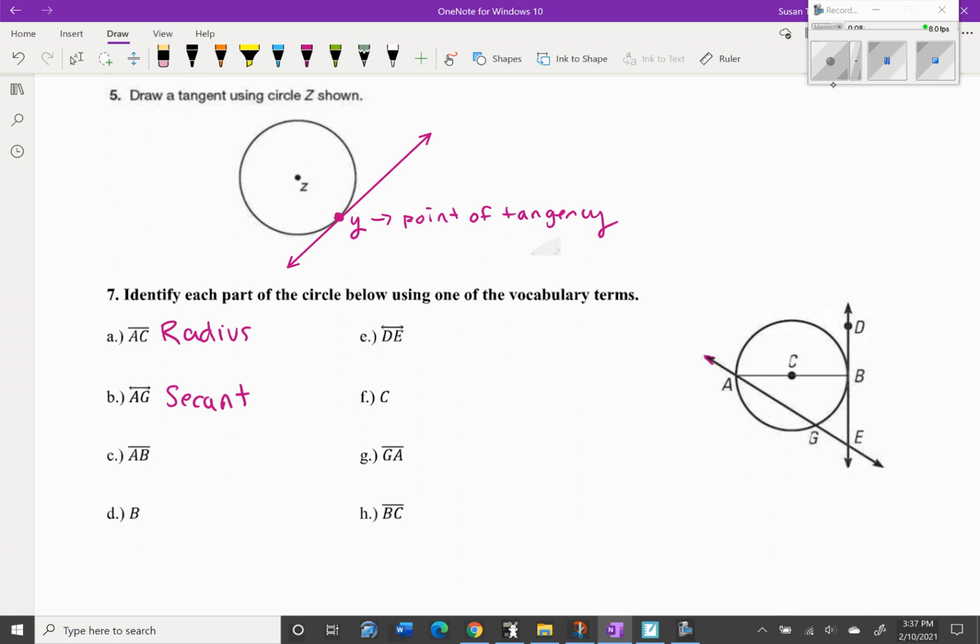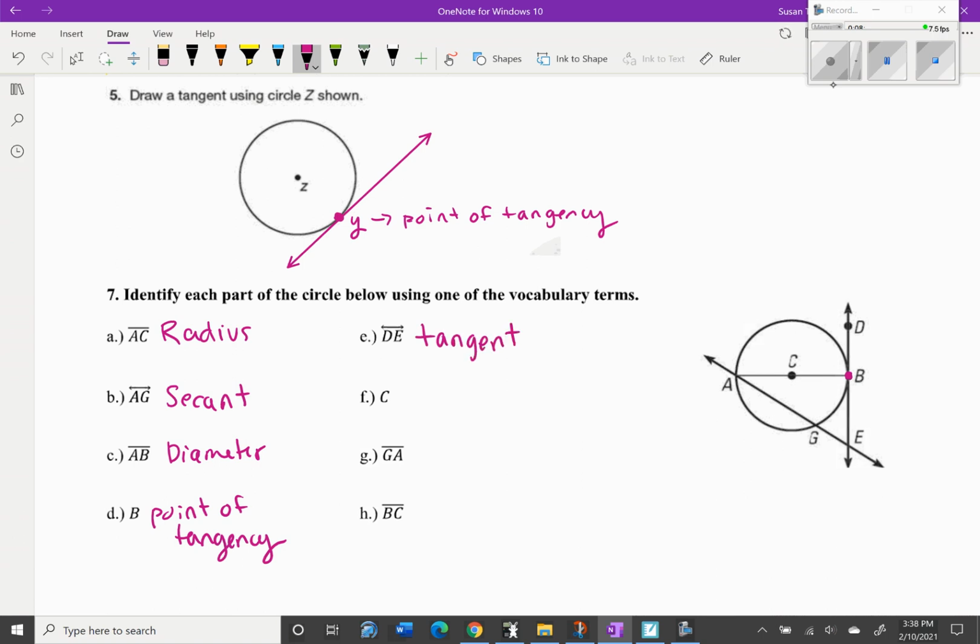Then we have AB, and notice there are not arrows on top, so that means it's stopping here and here. So that's a chord, and it goes through the center, so that's the diameter. And then B is this point right here. So that is the point of tangency for the line DE. And then DE, of course, with the arrows above is the tangent line.